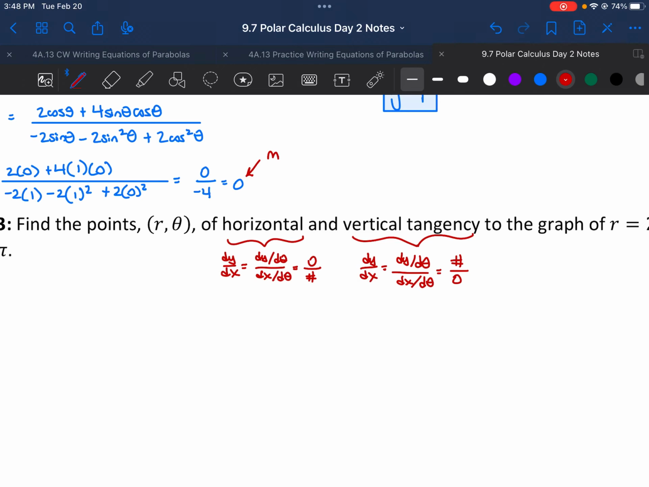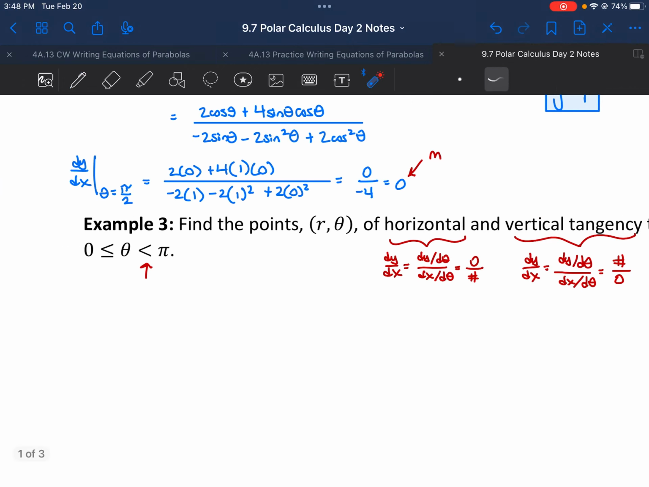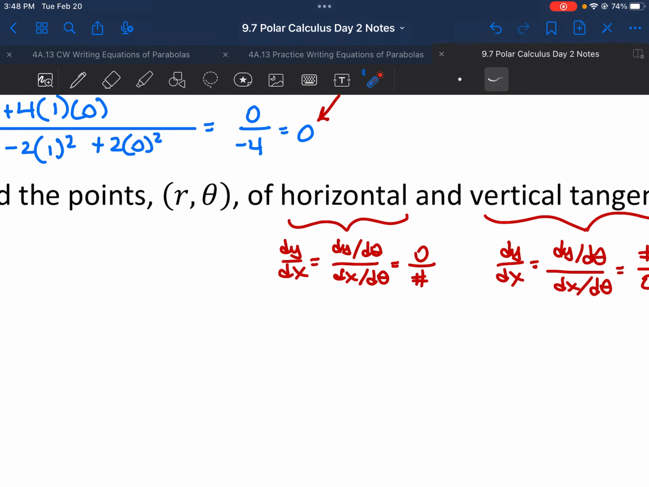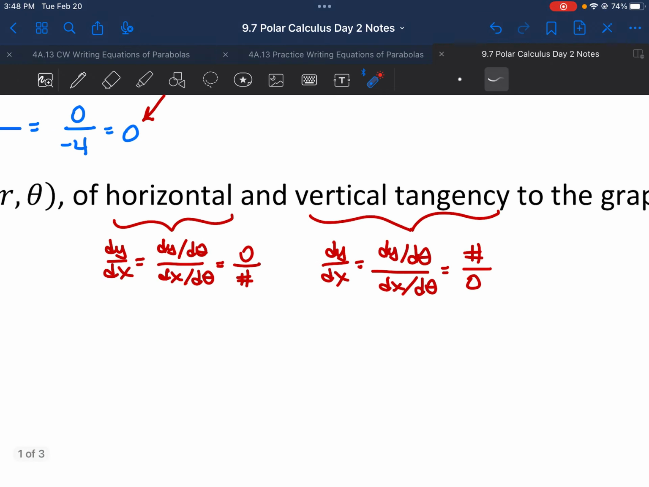So what I'm going to go ahead and do to find the angles theta where we're going to have horizontal tangency, I want to know when dy d theta is equal to 0. And to find the thetas where we have vertical tangency, I want to know when dx d theta is equal to 0. Okay? So let's go ahead and do that.